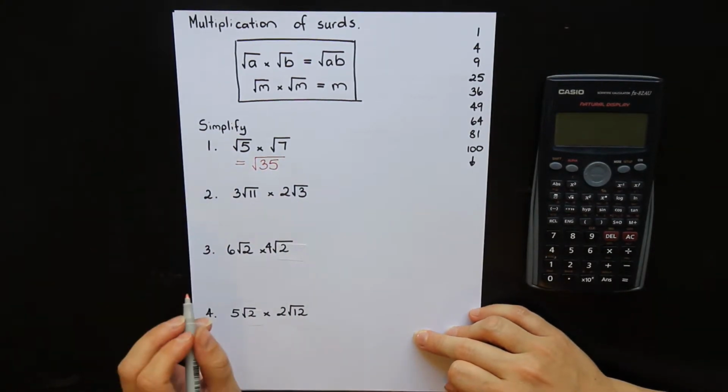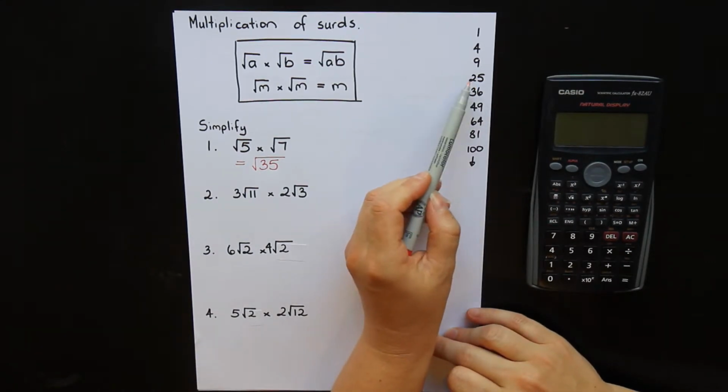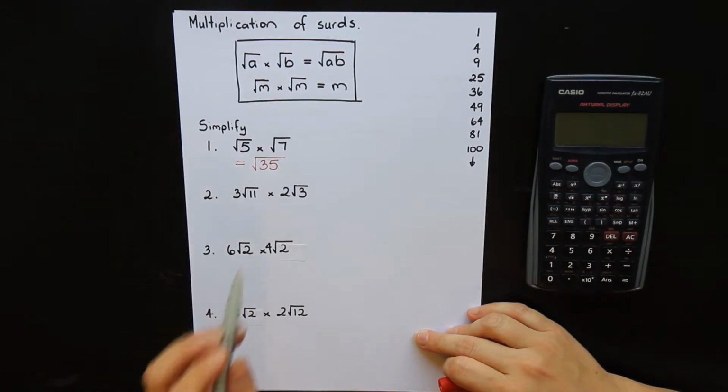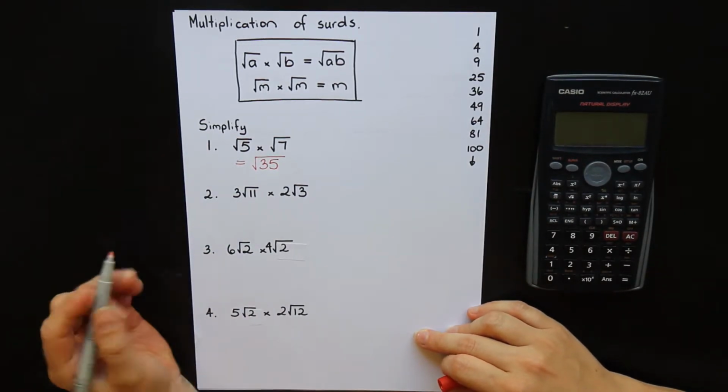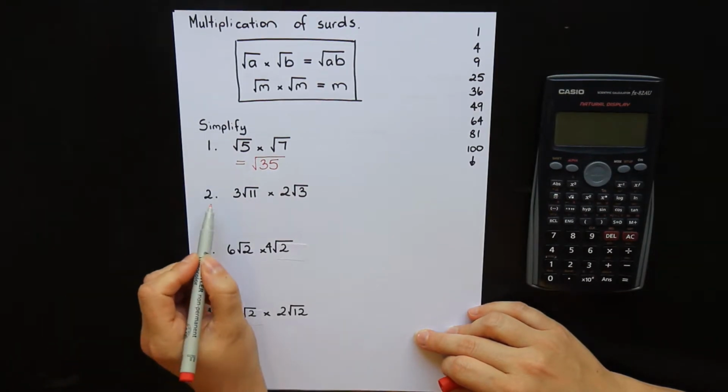Now always be on the lookout for being able to simplify surds. So can I divide by, well, that's too big. No, nothing is going to help me simplify that. So that is the best answer that I can give. All right, let's try question 2.